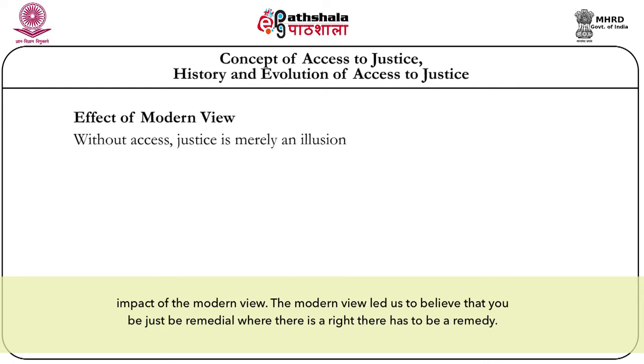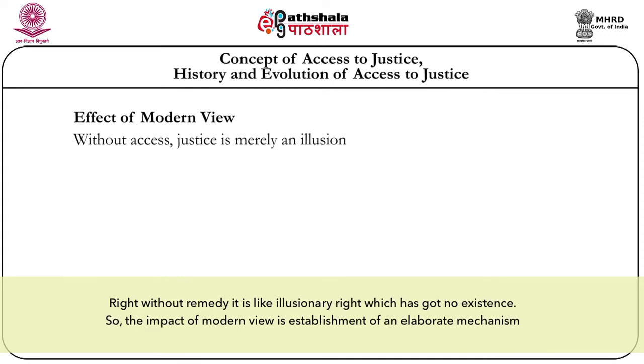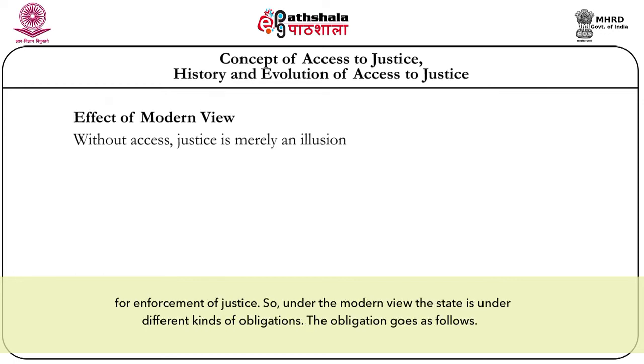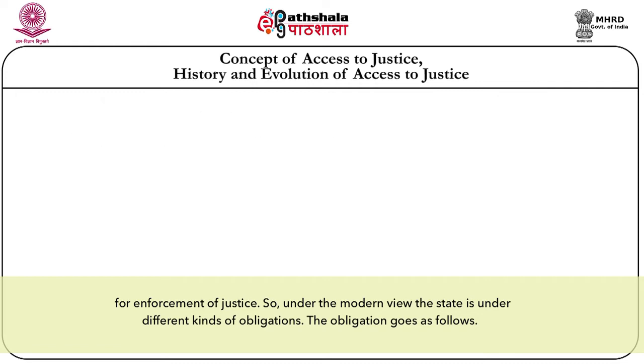The modern view led us to believe that ubi jus ibi remedium, where there is a right there has to be a remedy. A right without remedy, it is like an illusory right which has got no existence. So, the impact of modern view is establishment of an elaborate mechanism for enforcement of justice. So, under the modern view, the state is under different kinds of obligations. The obligations goes as follows.